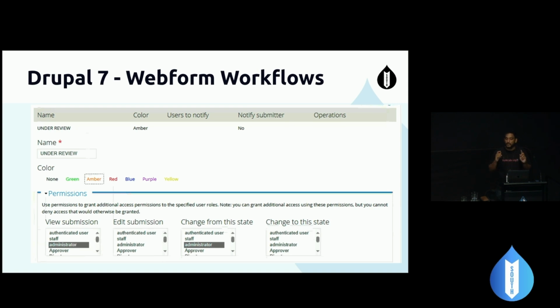And most importantly, you could set up permissions for who could do what when a submission was at a particular state. I'll define what a state is in a little bit. You could set which roles could view the submission when it was under review, which roles could edit the submission when it was under review, and importantly, which roles could change from the state and to the state. So if you think of an approval workflow, the approver has the ability to change from the under review state and then to the approved state.